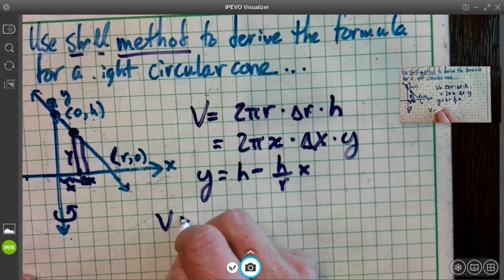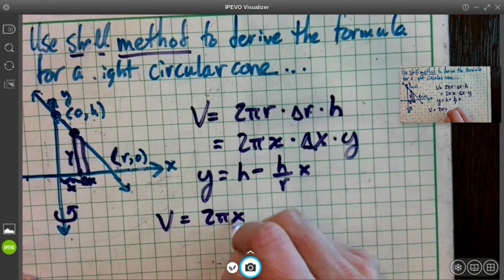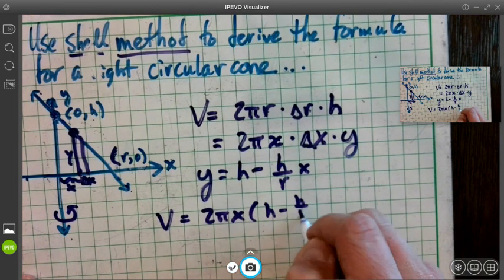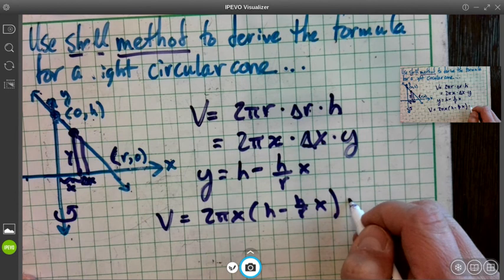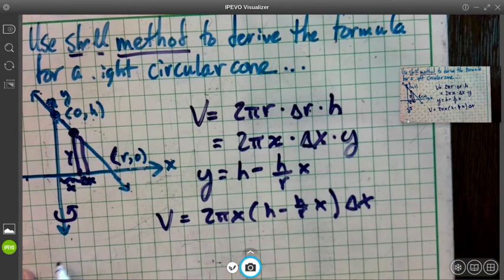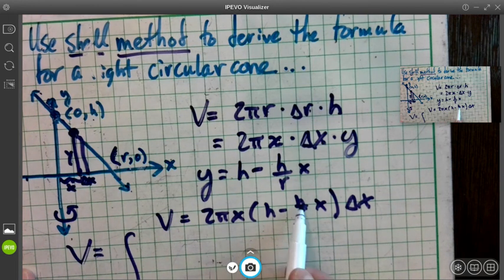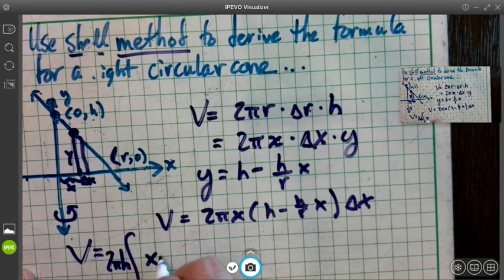Your volume, therefore, would be 2 pi x times (h minus h over r x) delta x. Therefore, my total volume is going to be the summation, and I can factor out an h. I can split this up into two separate integrals, but it doesn't really matter. I'll just factor out the h, and I can pull 2 pi h outside of the integral, and then I will have x times (1 minus x over r).